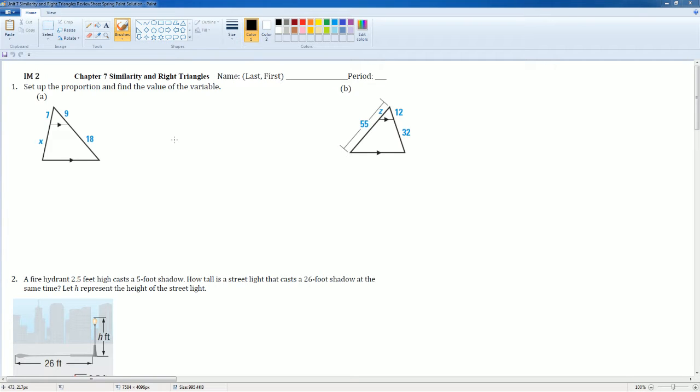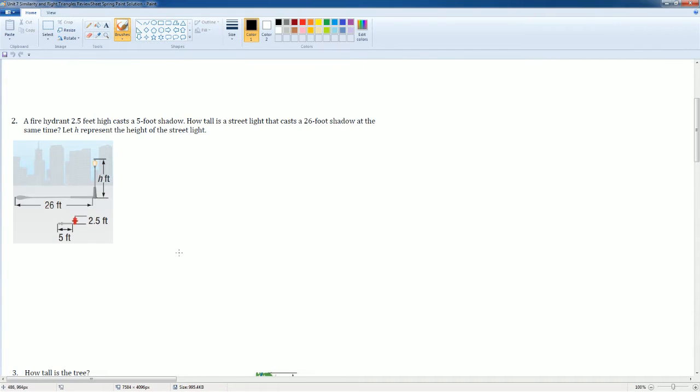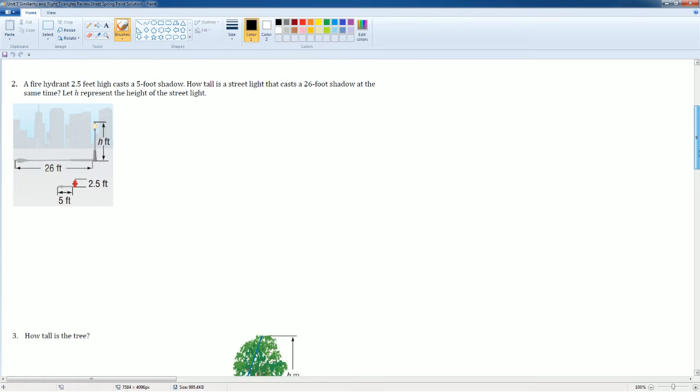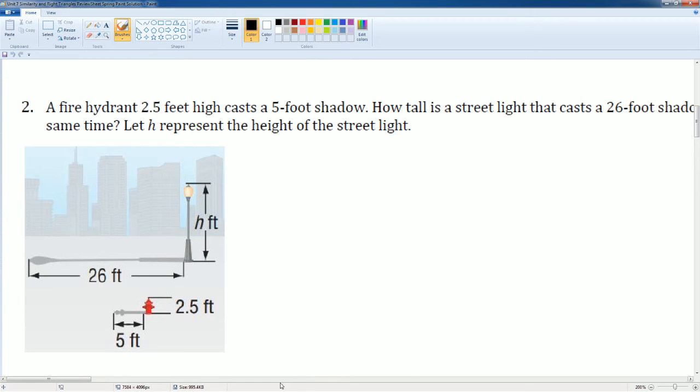Welcome to the Chapter 7 Unit Review Sheet solution for the spring. In this problem, I am going to be covering numbers 2 and 3, which is setting up the proportions and solving. Here, you're going to figure out the height of the lamp.